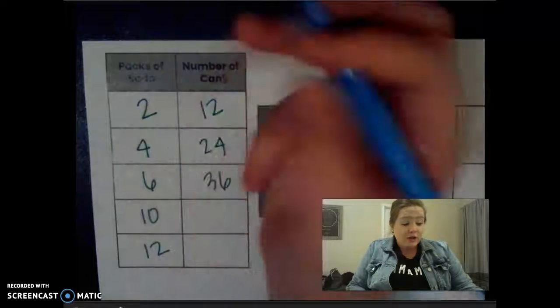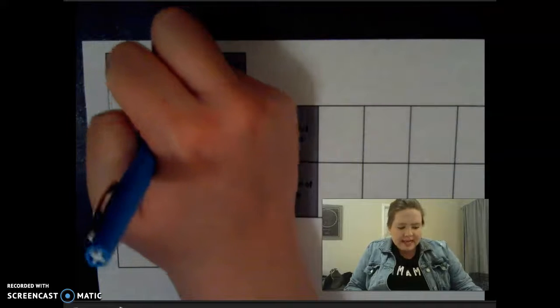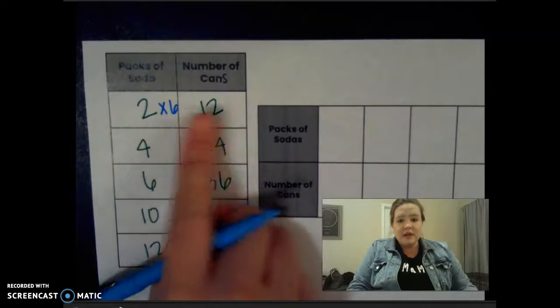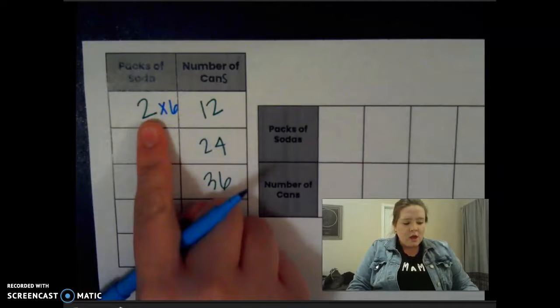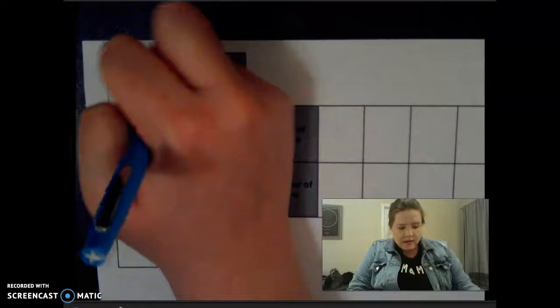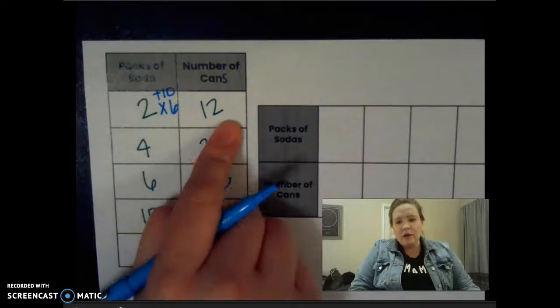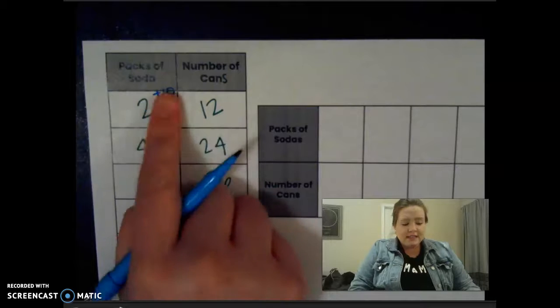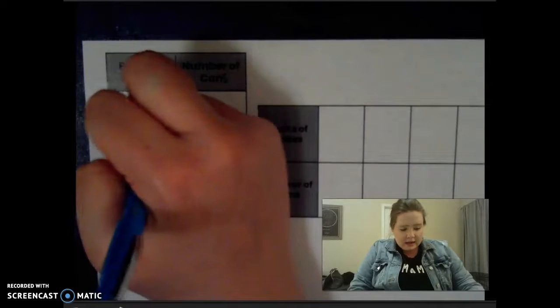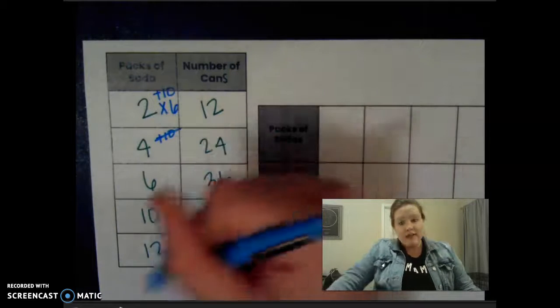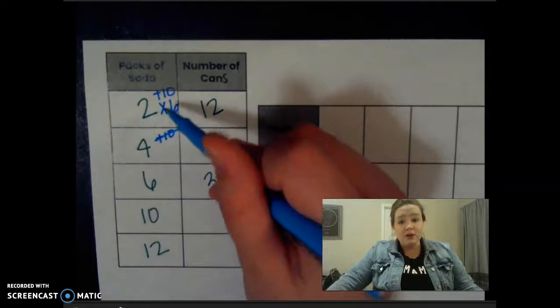Good. I heard y'all say it. We're going to multiply by 6. All right? 2 times 6 equals 12. Now, but what if Miss Garza just wanted to add 10? Because 2 plus 10 equals 12. That is a true statement. But 4 plus 10 does not equal 24. So that right there rules that out. Remember, your rule has to work for all of them, not just the first one.